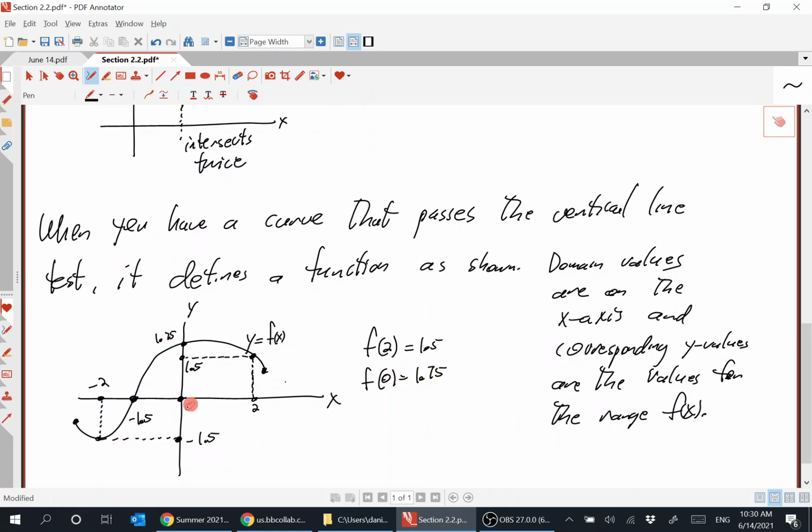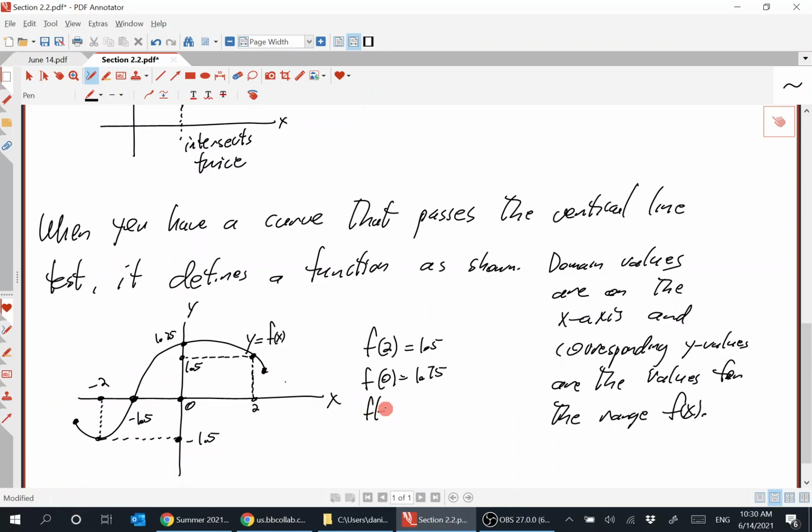Right? We take x equal to 0, we go vertically to the function, and we hit the function here, and then you go horizontally to the y-axis, and you get some value on the y-axis. Here it's 1.75. And we don't have to move horizontally at all, because we're on the y-axis to start.